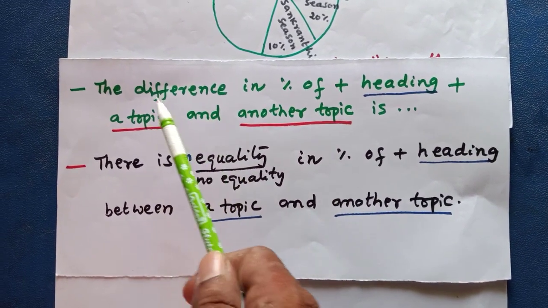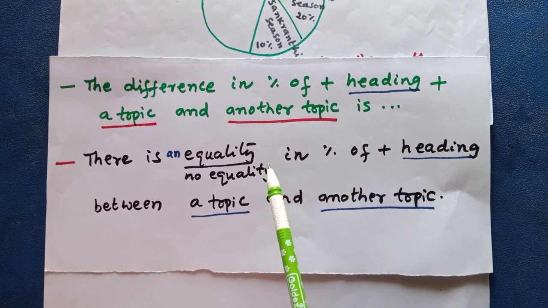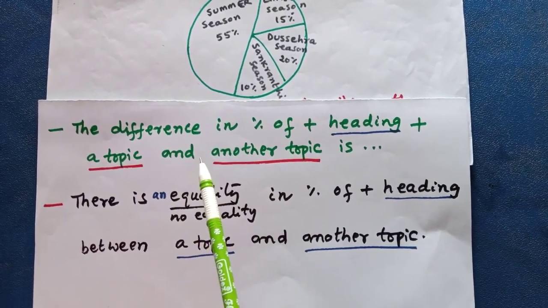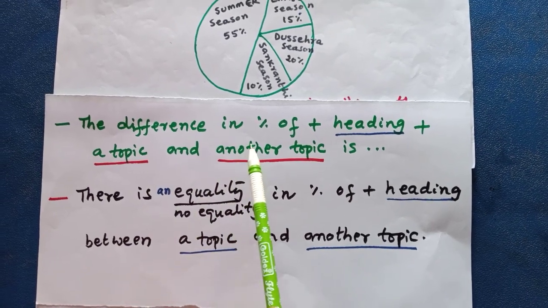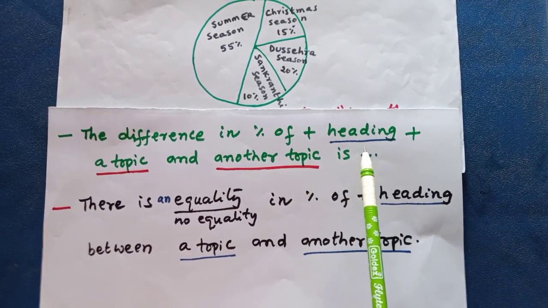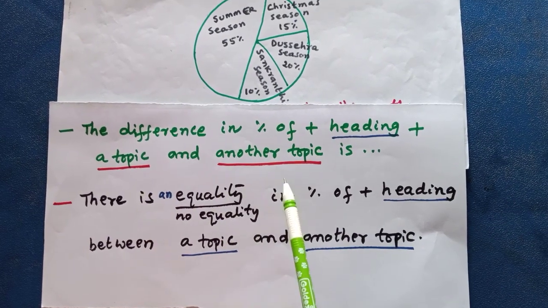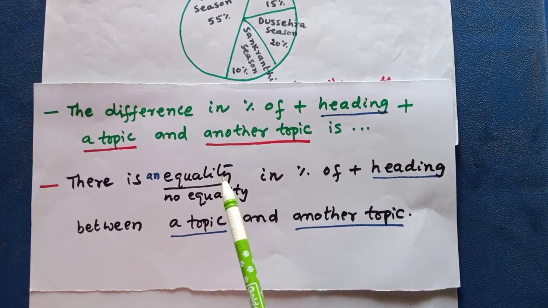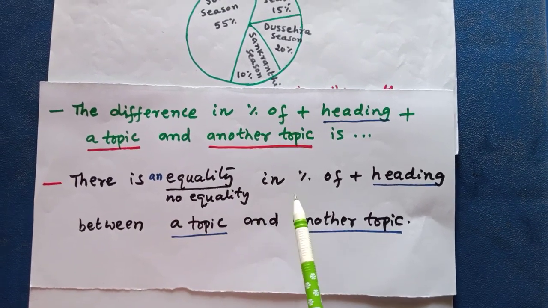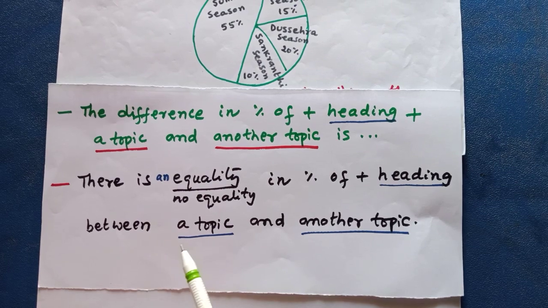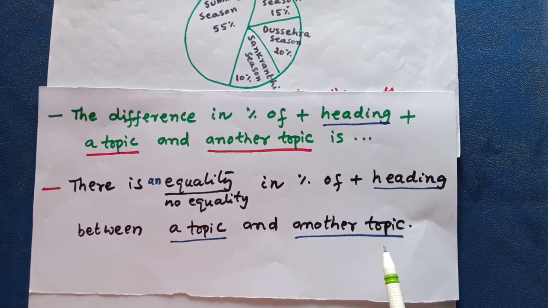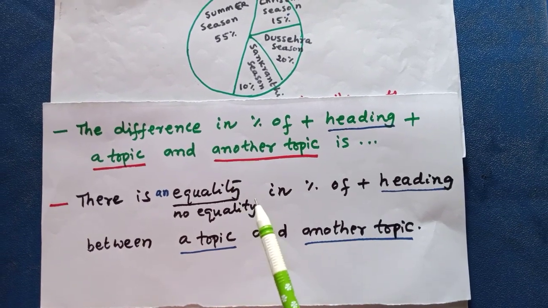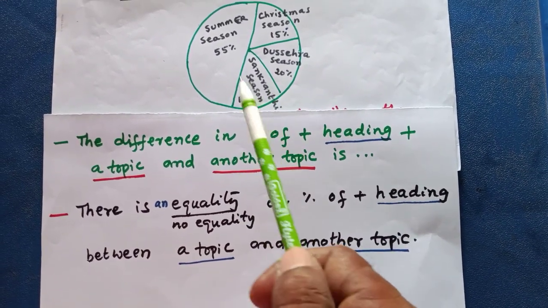Now we can write the differences and equalities in the values of these topics. First, the difference sentence structure: the difference in percentage of plus heading plus topic and another topic, we can write like this. And for equality: there is an equality or there is no equality in percentage of heading between a topic and another topic. This structure can be used for writing the differences and equalities between the values of these topics.